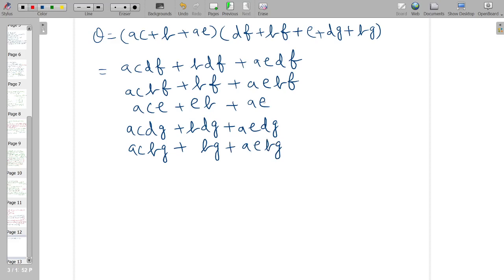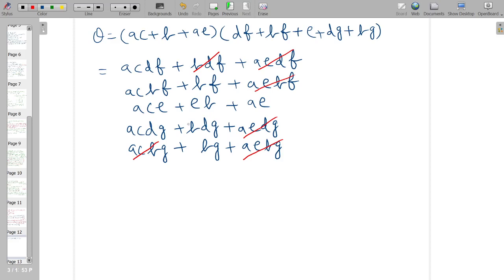Now as usual, AE plus AEDG is AE, AE plus AEBG is also AE, AE plus AEBF is AE, AE plus AEDF is AE. So I can remove these four terms. Similarly, here BF plus BDF is BF, BG plus ACBG is BG.